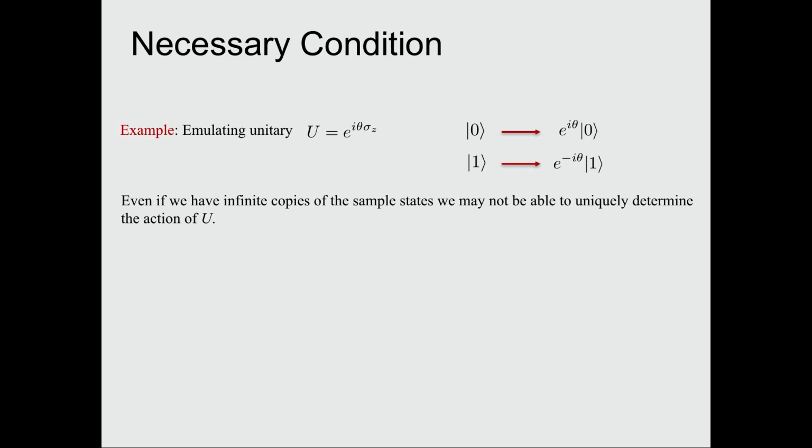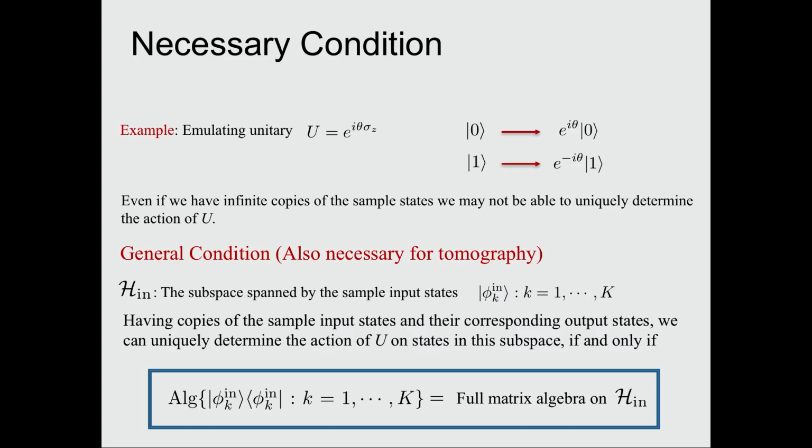In this simple case, if you choose any pair of non-orthogonal distinct pure states, then you can get rid of this issue. So you can emulate the action of the unitary by looking at the output states. But I need to formalize this more generally. And the general condition can be found easily.